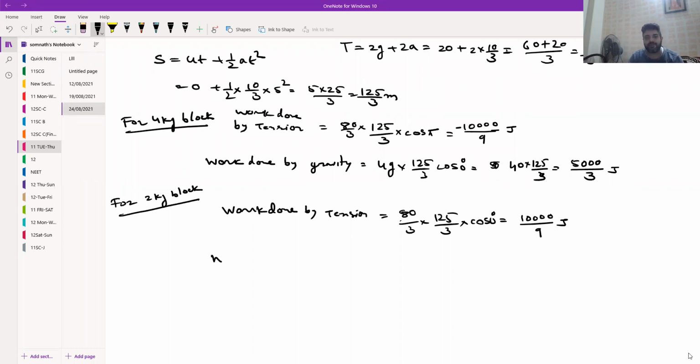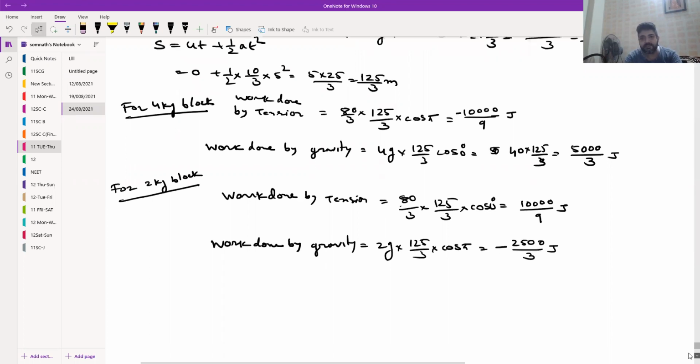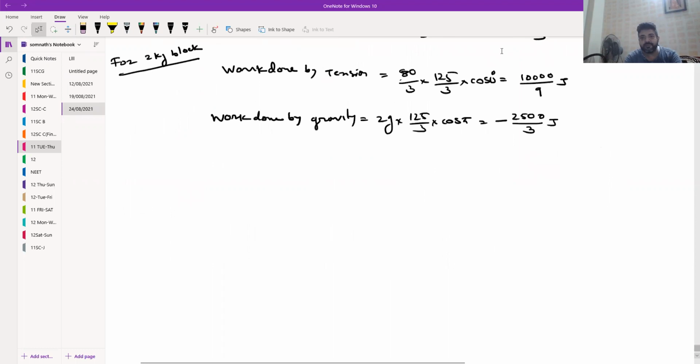And work done by gravity, that is 2g downward, 125 by 3 upward. So the angle is 180 degree. That is minus 2500 by 3 joule. Yes or no? Everyone satisfied? Yes, sir. So next one is work done by variable force.